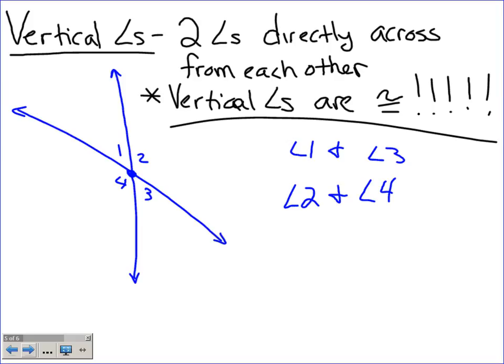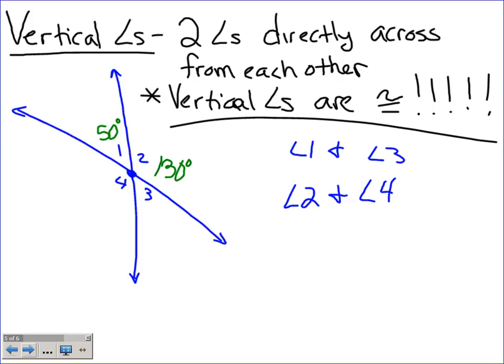Let's pretend this is 50 degrees. Look at angles 1 and 2. How are angles 1 and 2 related? They're adjacent, they're also supplementary, right? So if this is 50, how big does 2 have to be? 130 degrees. Why does it have to be 130? Those guys have to add up to 180 degrees, right?